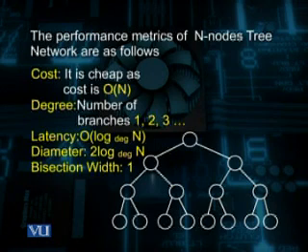The performance metrics of an n-node tree network are that its cost is of order n, so it is a cheap arrangement. Its degree depends upon the number of branches. That is, it may be equal to 1, 2, 3, and so on. For example, for a binary tree, its degree is equal to 2. The latency is of order log of n to the base equal to the degree, and the diameter is twice the latency value, that is 2 times log of n to the base degree, and its bisection width is equal to 1.